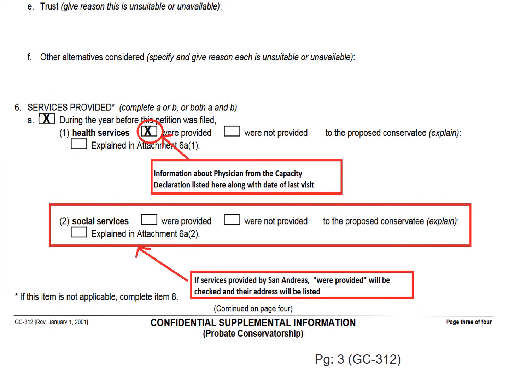At the bottom of page 3 of Form GC-312, Item 6 asks for information about health services and social services received by the conservatee in the past year. If you can fit the information in items 6A1 and 6A2, then you can write it there, or you can explain it in an attachment. The document preparation programs tend to use attachments to provide this information.